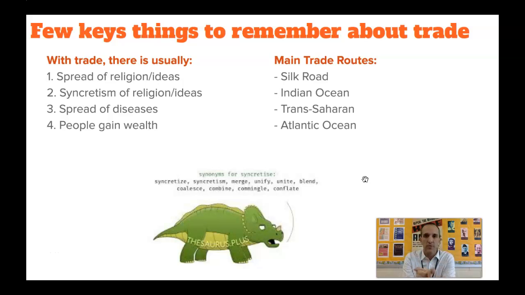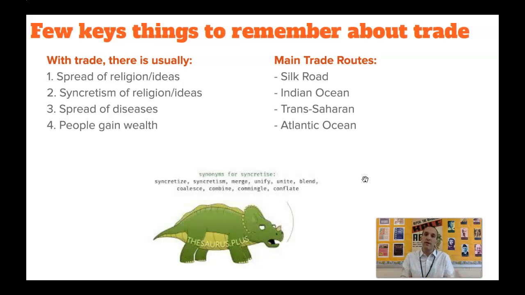Number one, spread of religion and ideas or belief systems. We're going to see things like Buddhism, Christianity, and Islam spread along trade routes, along with ideas, things like gunpowder and shipmaking, that are going to transfer with people. When people come and trade, they're not only bringing products with them, but also new ideas and oftentimes their own beliefs.